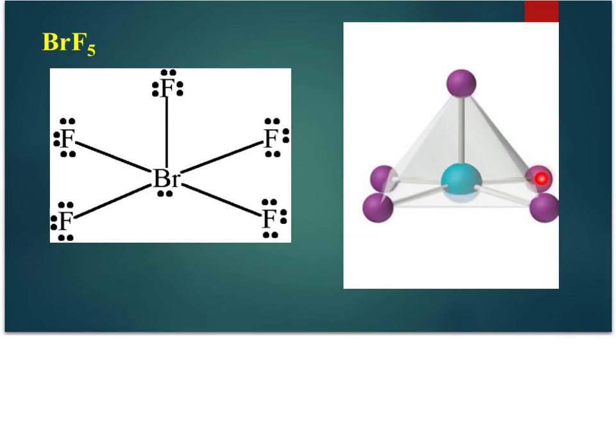Our bond angles will be less than 90 because of the presence of our lone pair of electrons. So our bond angle will be less than 90 degrees.